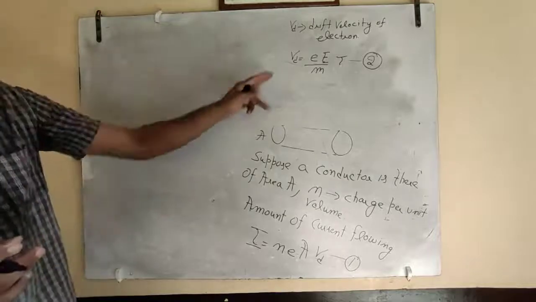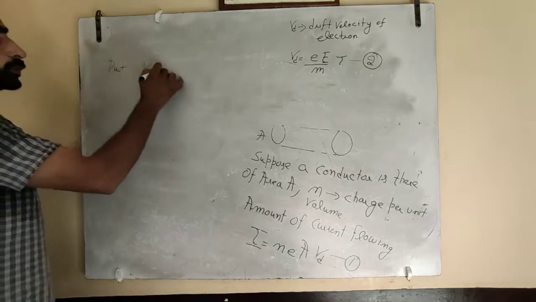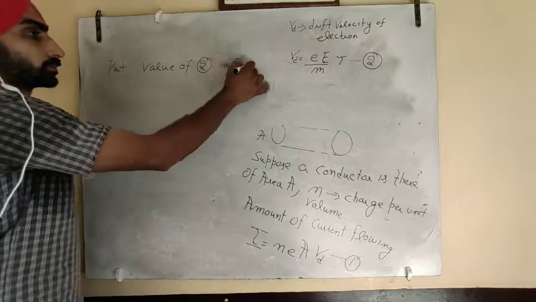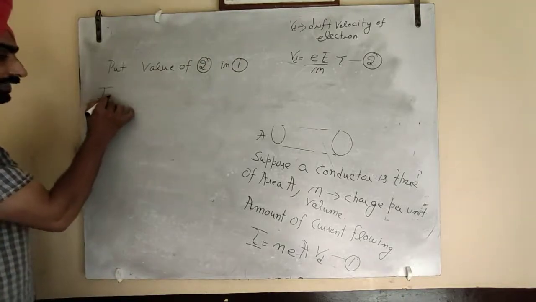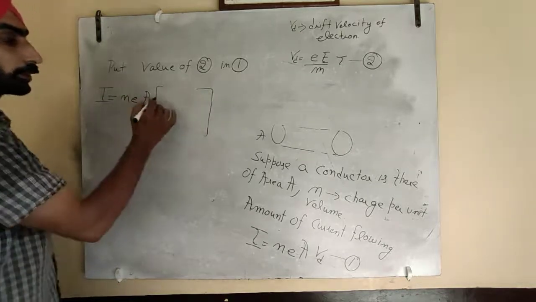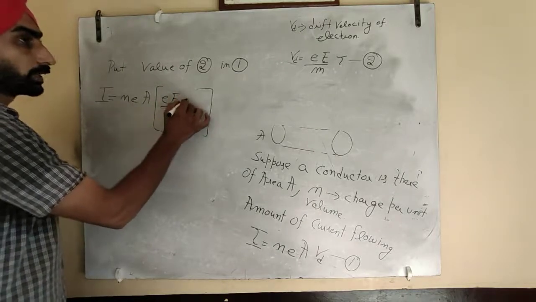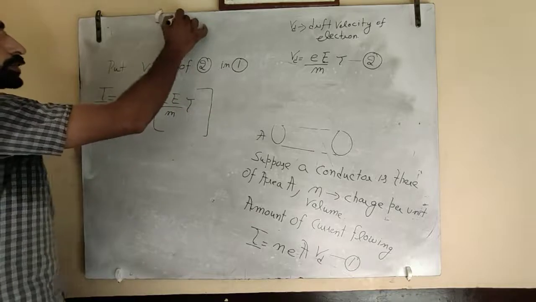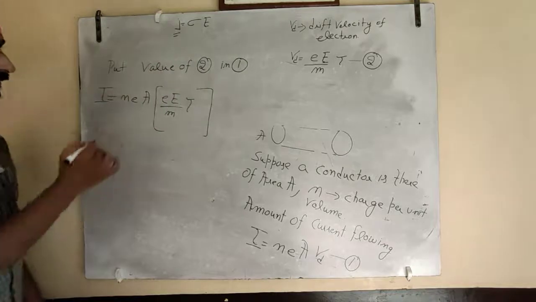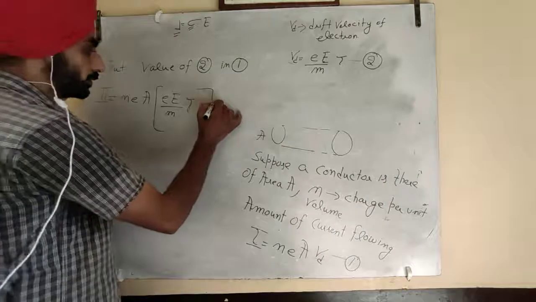Put the value of vd from 2 in 1. So you will put the value of vd in neA. The value of vd is eE tau upon m. We started from this concept, sigma into E. So we need current density in order to find this conductivity. So this is third.